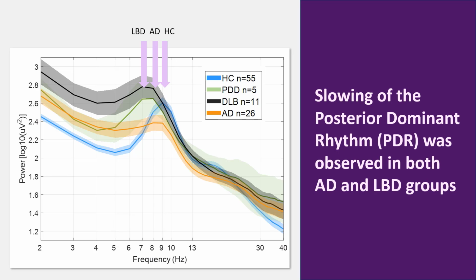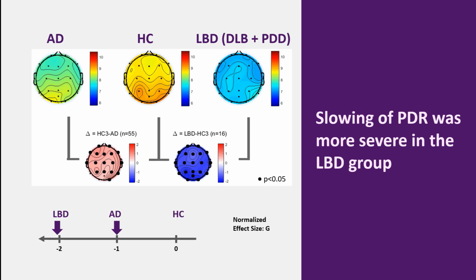Slowing of the frequency of the posterior dominant rhythm was observed in both AD and LBD groups. The highest normalized effect size for the slowing of PDR was larger in the LBD group.